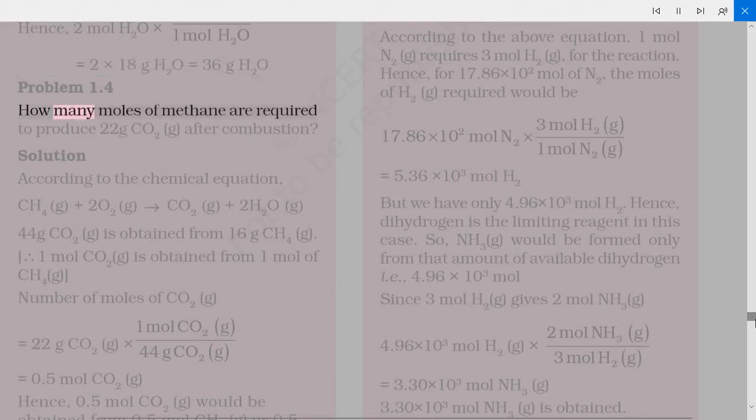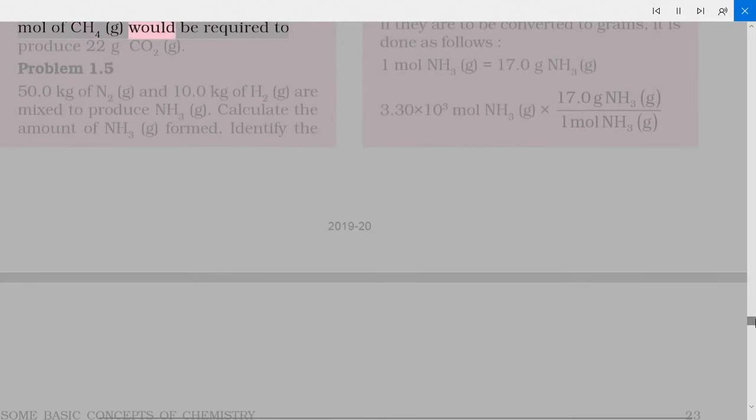Problem 1.4. How many moles of methane are required to produce 22 g CO2(g) after combustion? Solution: according to the chemical equation, CH4(g) + 2O2(g) → CO2(g) + 2H2O(g), 44 g CO2(g) is obtained from 16 g CH4(g). 1 mol CO2(g) is obtained from 1 mol of CH4(g). Number of moles of CO2(g) is equal to 22 g CO2 times 1 mol over 44 g, which is 0.5 mol CO2(g). Hence, 0.5 mol CO2(g) would be obtained from 0.5 mol CH4(g), or 0.5 mol of CH4(g) would be required to produce 22 g CO2(g).